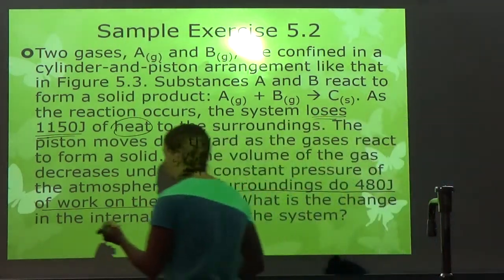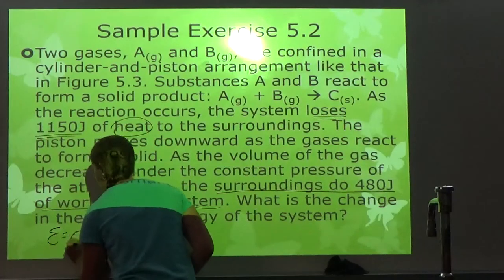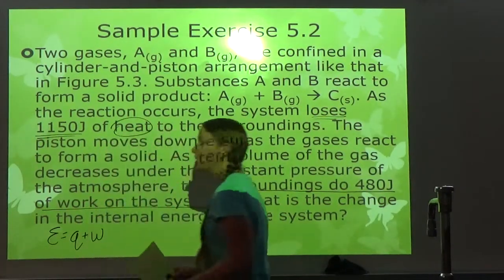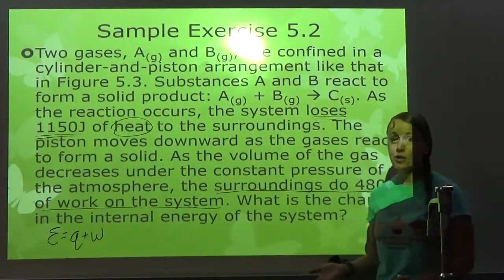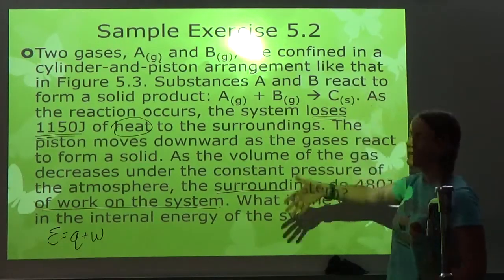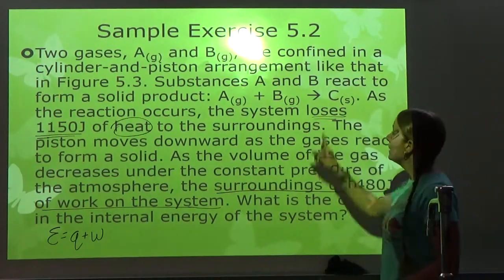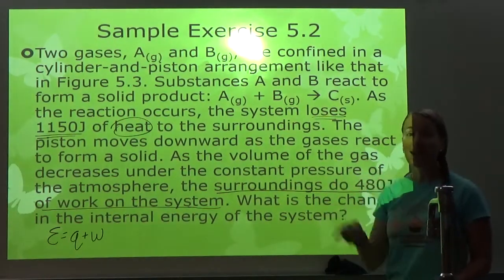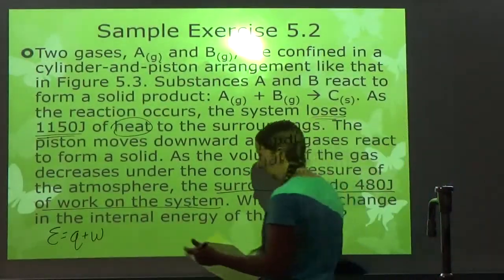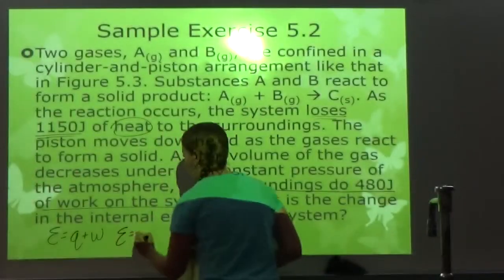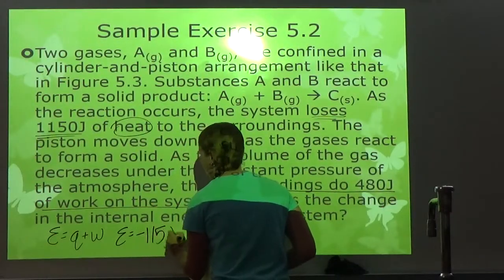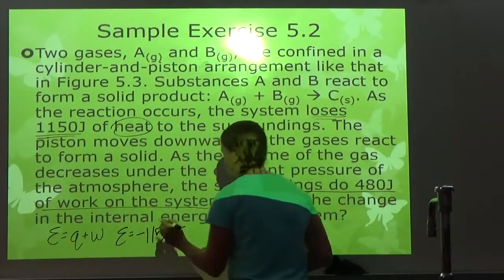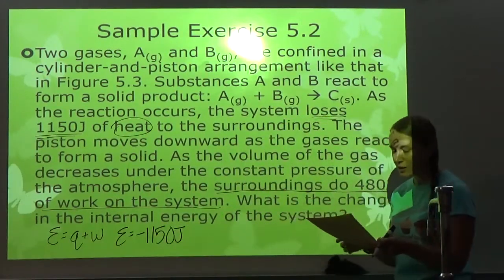Okay, so we know ΔE equals Q plus W. So we just need to determine the signs of Q and W. Like all this other stuff, this is just extra information. So it says it loses 1,150 joules of heat. That means that heat is negative. So for Q, I'm going to put in negative 1,150 joules. You've got to be careful in the reading.